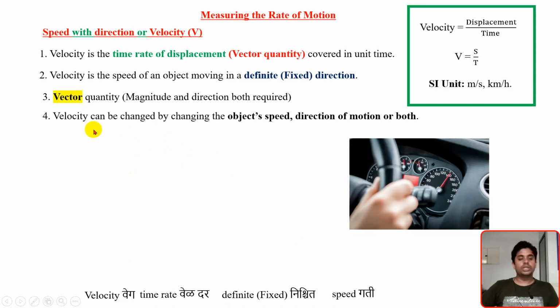So whenever you want to change the velocity of an object, the first option is to change the object speed. Second, change the direction of motion. And third, change the direction of motion along with the object speed. These are the three options with which you can change the velocity of an object. In coming videos, we will discuss what is uniform velocity and non-uniform velocity. Thank you.